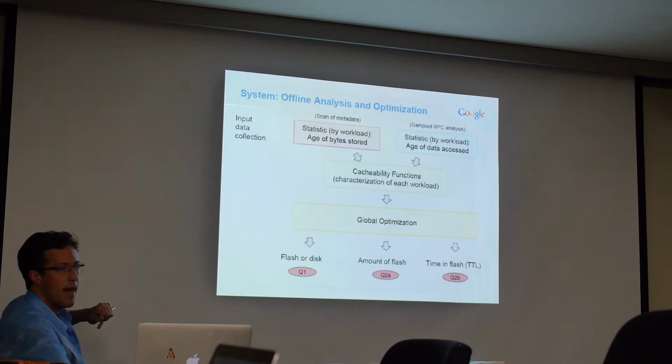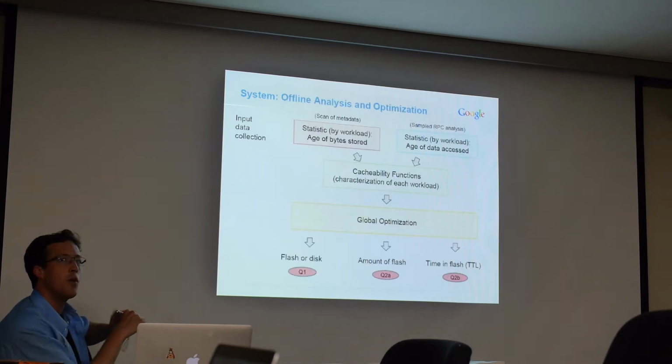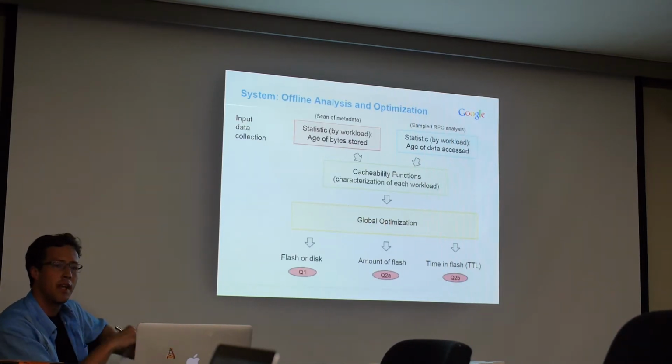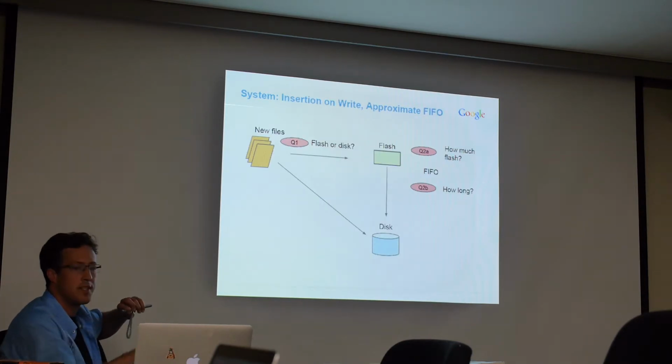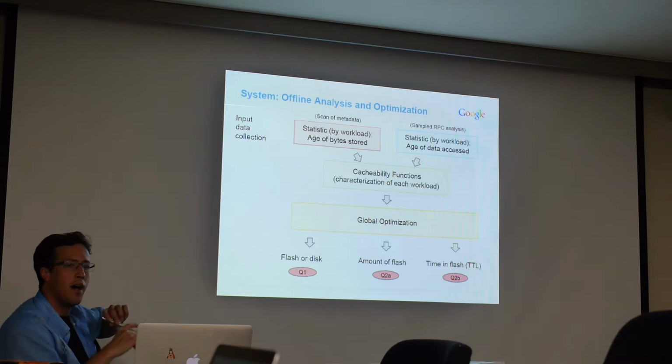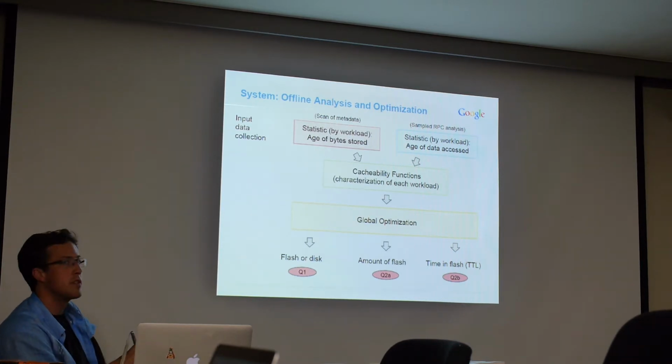And so this would be the right path. But how do we know, to answer that first question, that's sort of the key of the system, right? It's answering, do we store this data on flash or disk? And so this is the optimization that we do to make that determination.